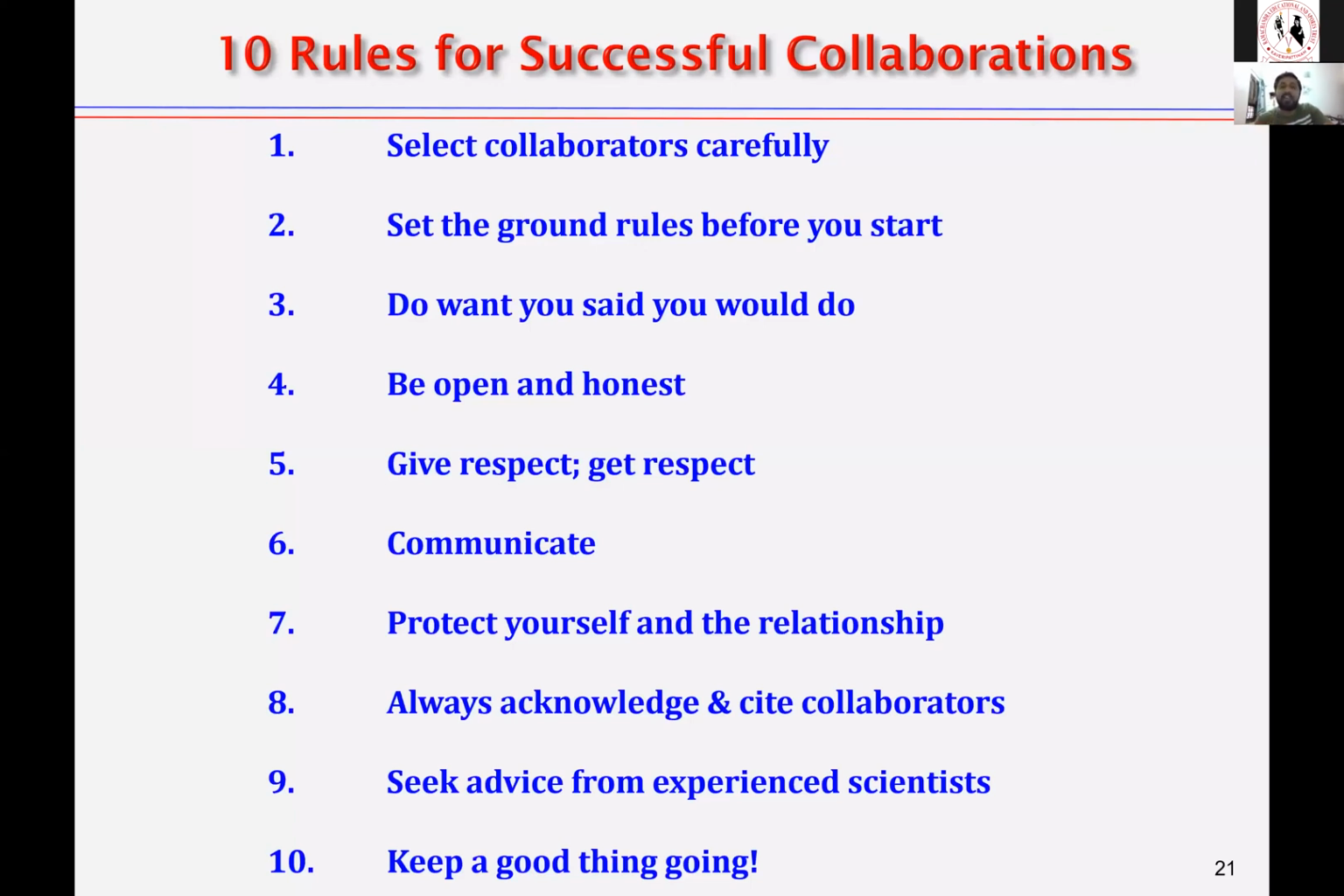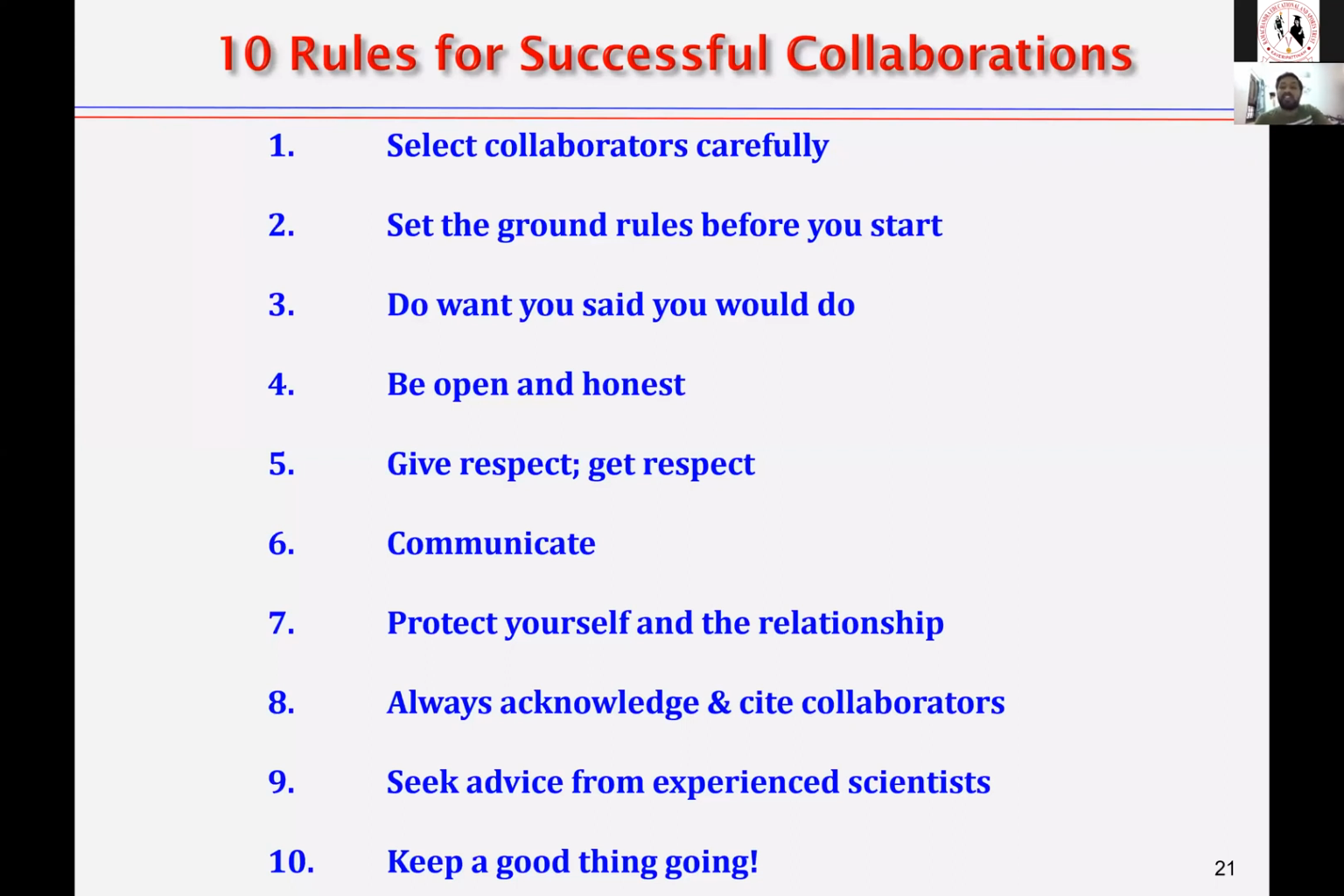Even in spite of not being at fault, if you push back, it doesn't mean that you are weak. It doesn't mean that you are at fault. It means that you respect collaboration, you respect the relationship more than your collaborator does. Protect yourself, protect your relationship.